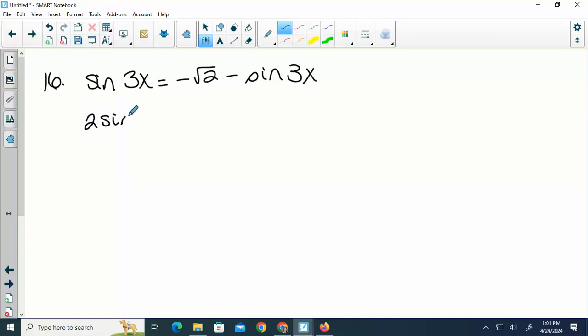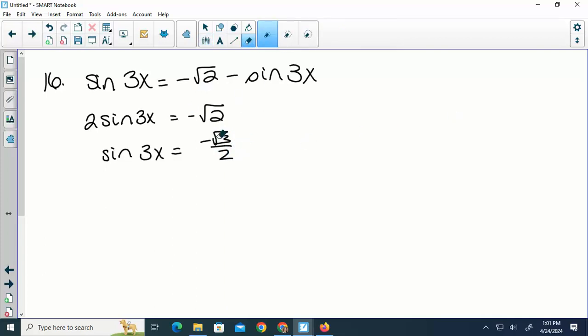Okay, angles don't change, unless you're using a double angle formula to replace it. So sine 3x becomes a negative radical 3 over 2. First of all, if you have a triple angle, what does that tell us? Yeah, triple the solutions. Okay.